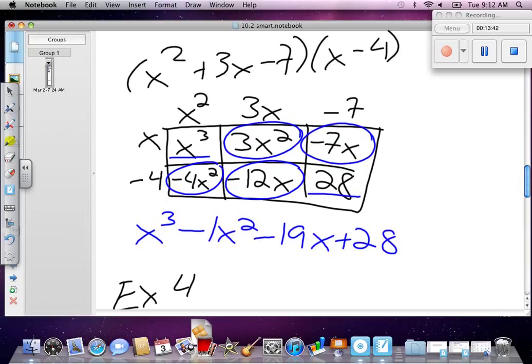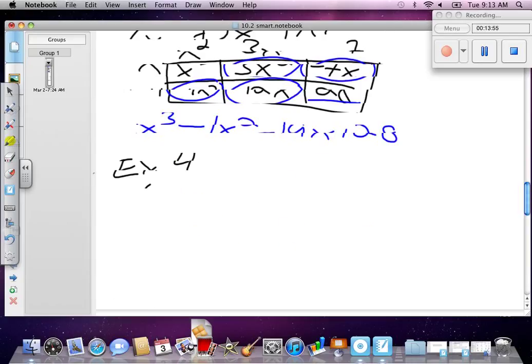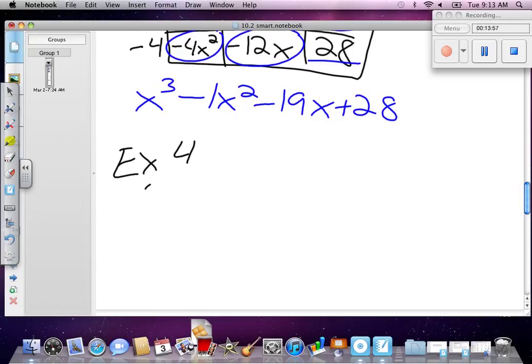All right. So our next one is the horizontal method, which is very similar to what we did for example 1, except we've got a polynomial times a polynomial. So that means multiple terms times multiple terms. Okay. So we've got 2x squared plus 5x minus 1 times 4x minus 3.